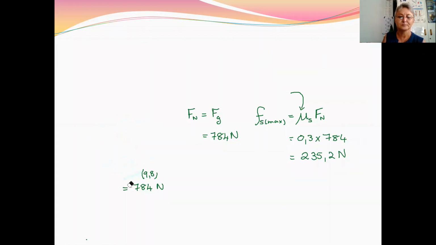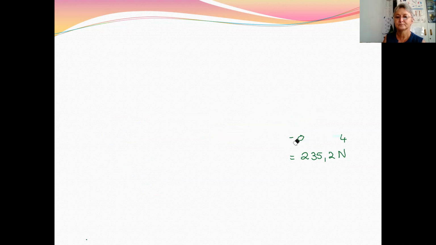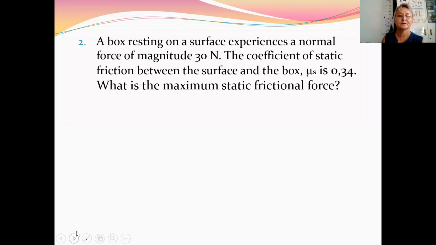The next example says a box resting on a surface experiences a normal force of magnitude 30 newtons. The coefficient of static friction between the surface and the box is 0.34. What is the maximum static frictional force? It's always wise to draw a diagram of the situation.